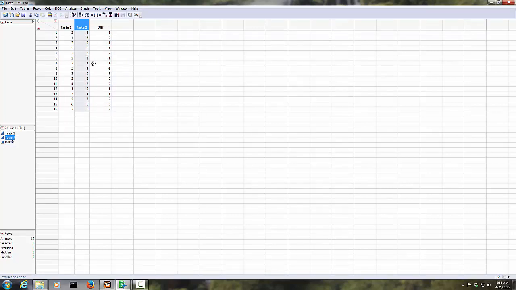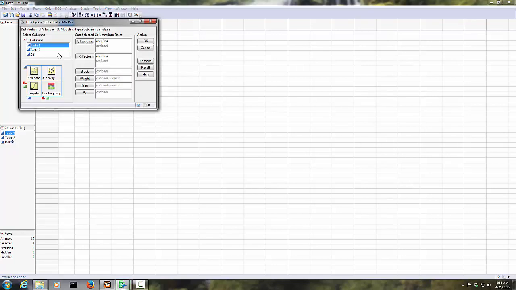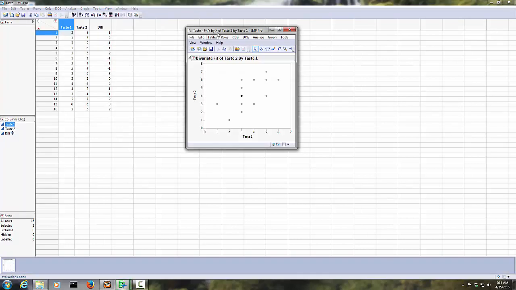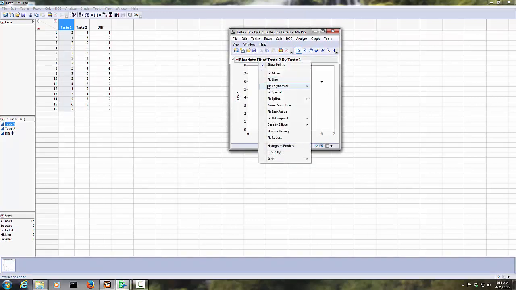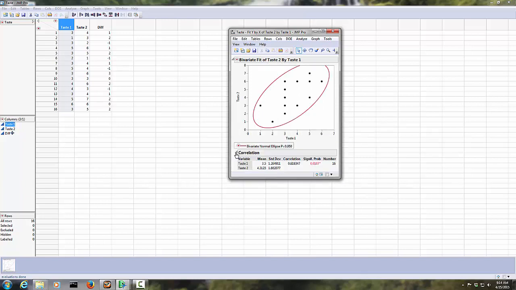In what sense is it appropriate to do the paired t-test? Well, we have the two observations on each experimental unit, but we can also plot those against one another. Let's plot taste 1 against taste 2 and just have a look at that distribution. And you can see there is some correlation there, and so I'll quickly find what that correlation is by grabbing the density ellipse, opening up the correlation. And the correlation is 0.6, a positive correlation between these two observations.